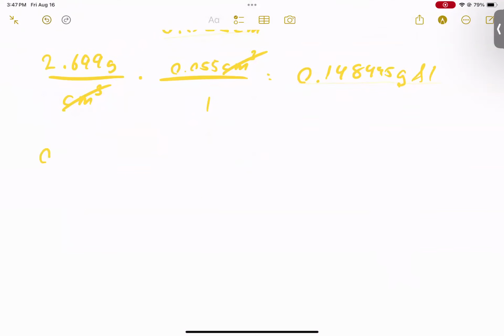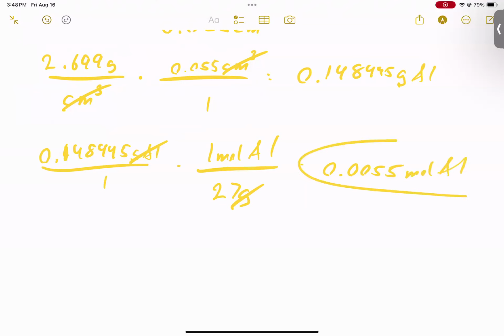So then using dimensional analysis one more time, 148,445 grams of aluminum. Well, 1 mole of aluminum is 27 grams. So the grams cancel out, and I'm left with 0.0055 moles of aluminum. So then that's the answer. Moving on to part B.